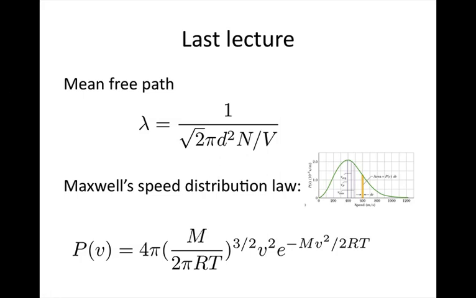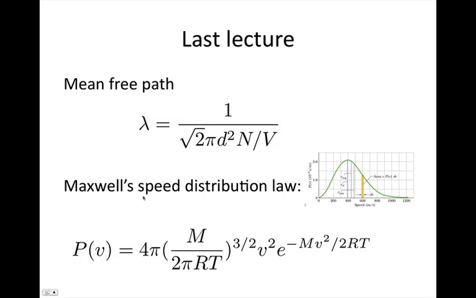First of all, a quick recap of the most important ideas from last lecture. Last lecture you saw this equation for the mean free path. The mean free path is the distance on average that a gas molecule can travel without colliding with another gas molecule. So lambda, the mean free path, is given by 1 over the square root of 2 pi d squared, where d is the diameter of the molecule, times N on V. N is the number of molecules in our sample and V is the volume of the sample. So N on V is the density of the gas molecules.